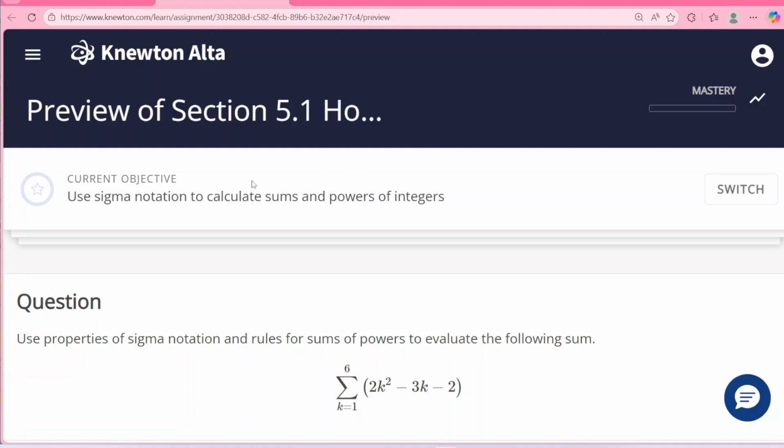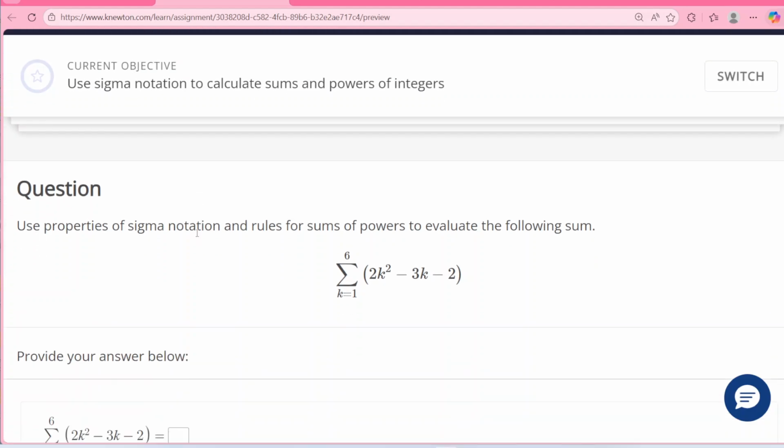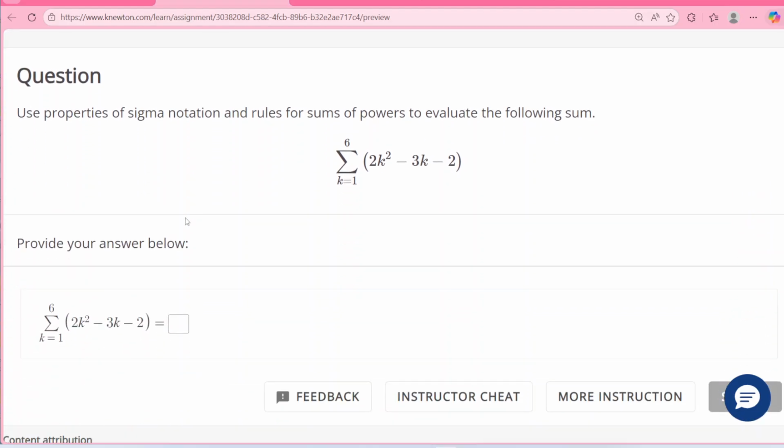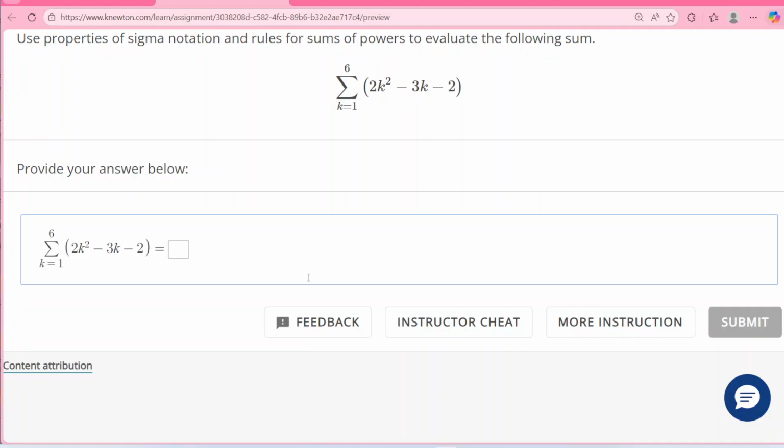Then on your main page, you should see a current objective. Beneath that, a question related to that objective. And at the bottom of every question, you should see or be able to find a feedback option. So if you see anything wrong with the question or the answer explanations to a question, you can send feedback directly to Knewton support, and hopefully someone will get back to you shortly with a fix to your issues.